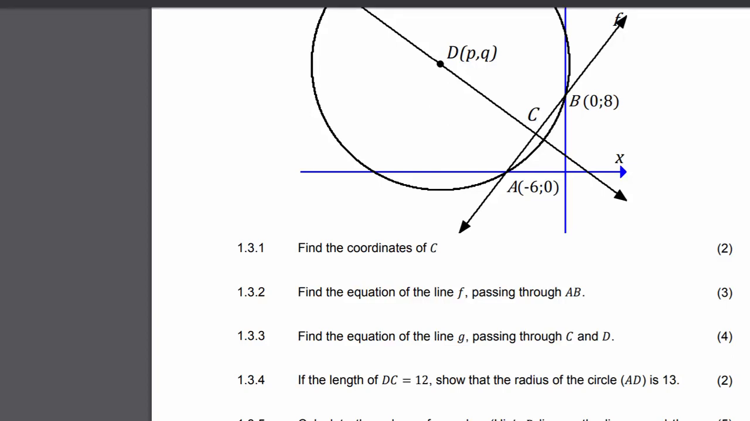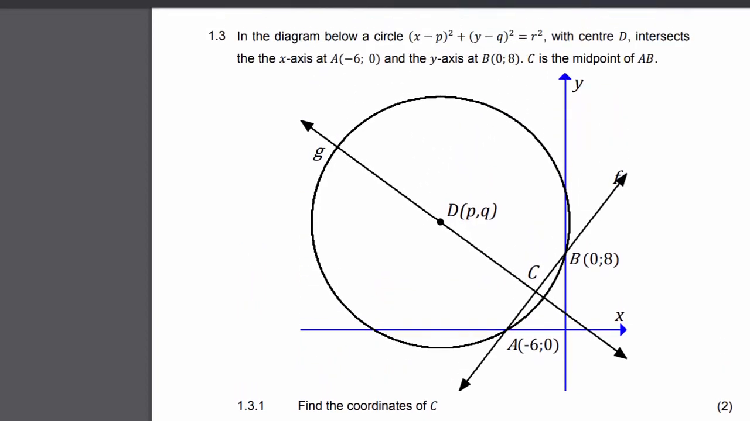Now, one thing that we know about C is the midpoint. C is the midpoint of AB. So we have a point which is halfway between negative 6 and 0, so that's negative 3, and halfway between 8 and 0, which is 4. So negative 3, 4.